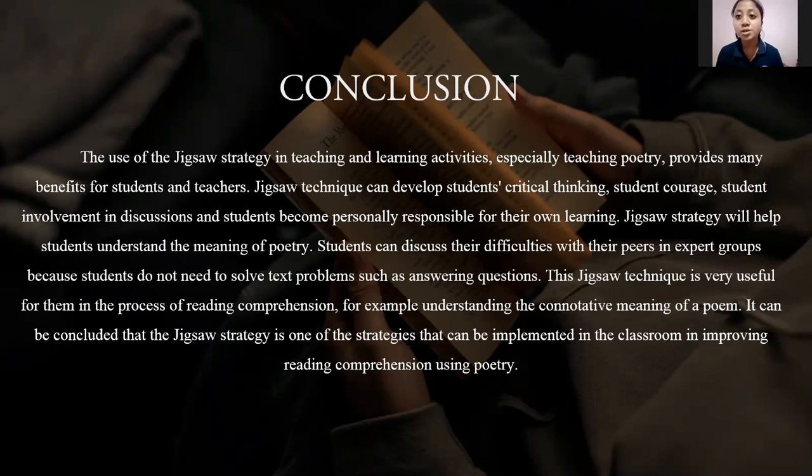Students can discuss their difficulties with their peers in the expert group because students do not need to solve text problems alone, such as answering questions. This jigsaw technique is very useful for them in the process of reading comprehension, for example, understanding the connected meaning of a poem. It can be concluded that the jigsaw strategy is one of the strategies that can be implemented in the classroom in improving reading comprehension using jigsaw poetry.